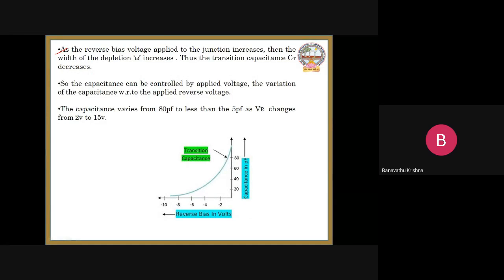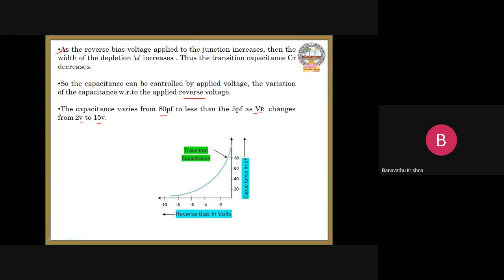So the capacitance can be controlled by the applied voltage. This capacitance is controlled by the applied voltage. The variations of the capacitance occur due to the applied reverse voltage. So this capacitance varies from 80 picofarads to less than 5 picofarads as VR changes. VR is nothing but the reverse bias voltage, which changes from 2 volts to 15 volts.